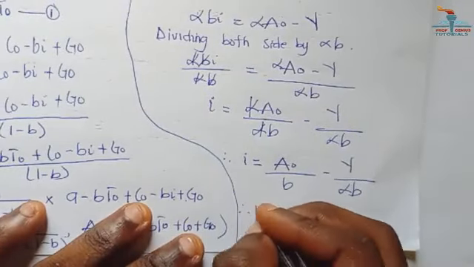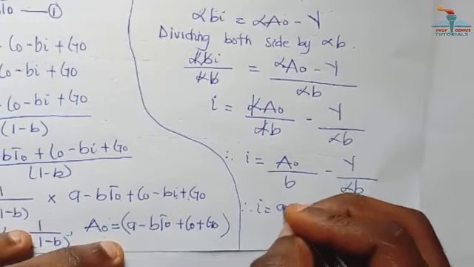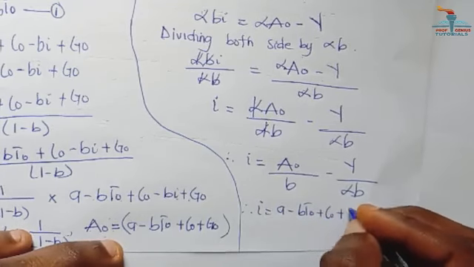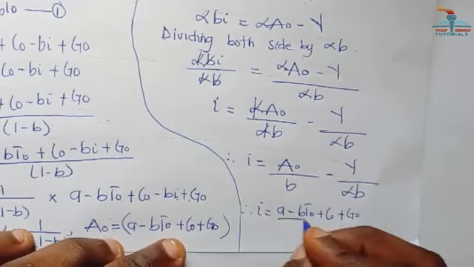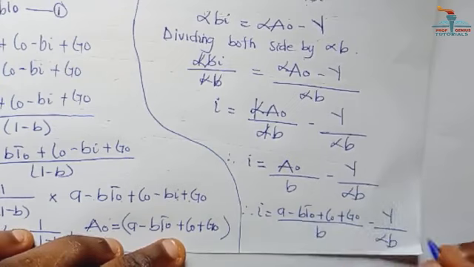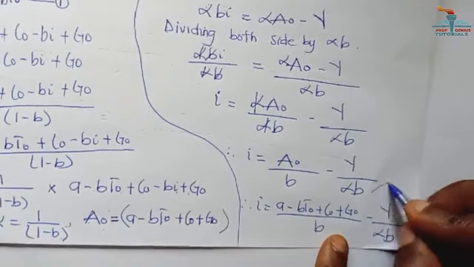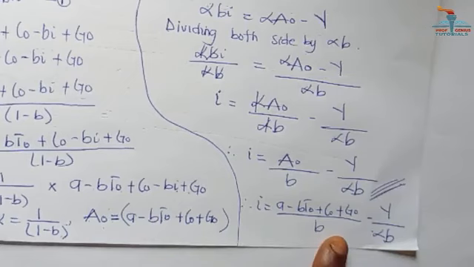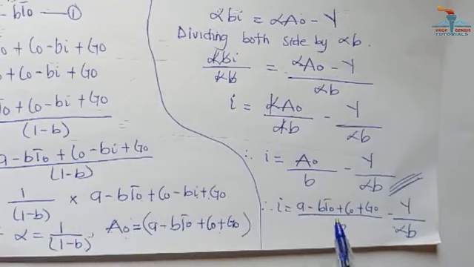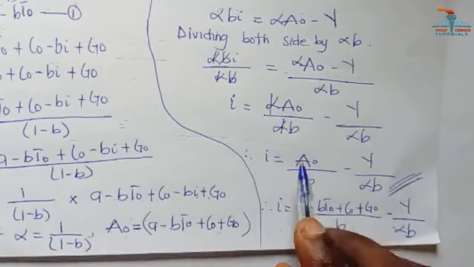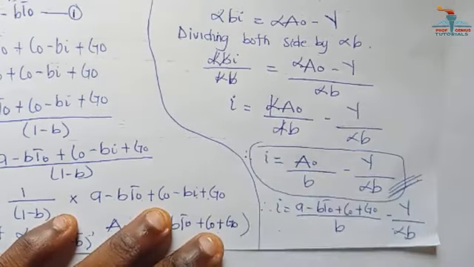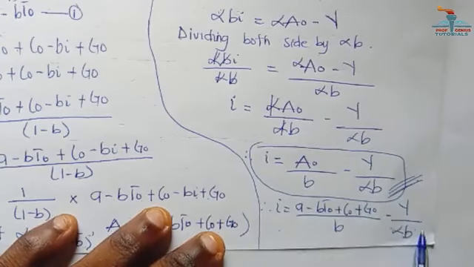So therefore, I is equal to a minus b t naught plus c naught plus g naught all over b, minus y over alpha b. You can even leave your final answer here. If you like, you can substitute these variables into it. So therefore, this is our IS curve equation. The equation for the IS curve is this one. You can further continue to expand it to get this.